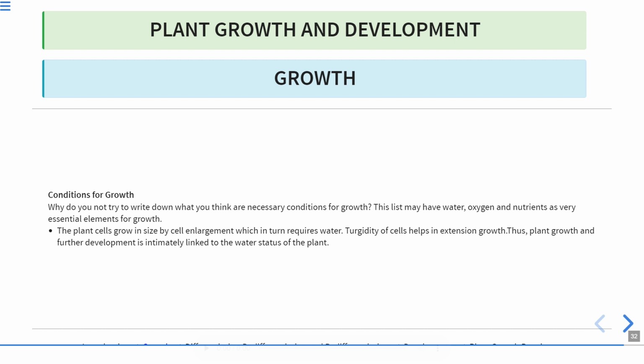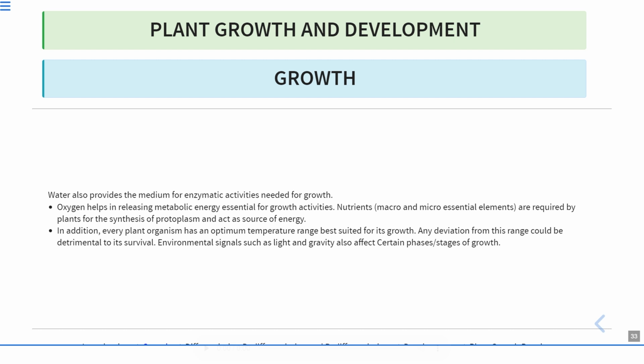So it is showing that the cells become turgid, and turgidity of the cell helps in expansion of the growth. So this is showing the cells have been expanded, just because more and more water gets filled, the cell becomes turgid, the cell is expanded now. Thus, plant growth and further development is intimately linked to the water status of the plant. So water is one of the very, very important factors, right?